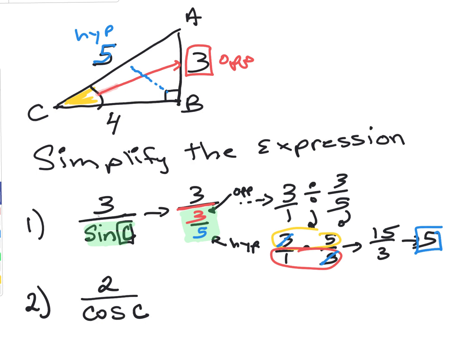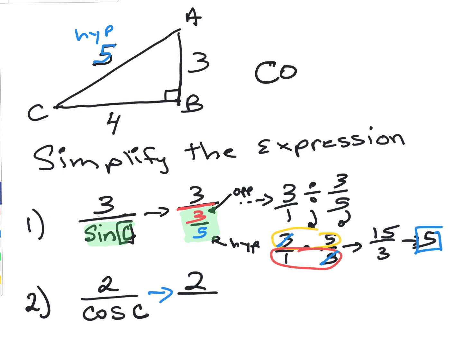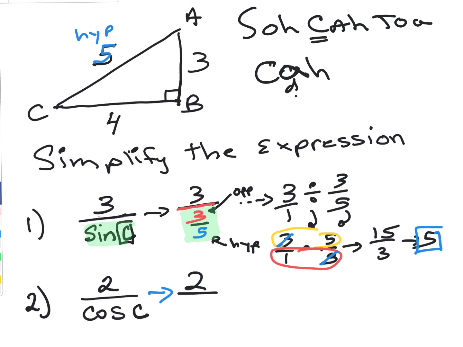So let's try the last problem. So if we have a 2 in the numerator, but we want cosine of C. So isn't cosine of C different this time? So let me erase. Isn't cosine, right? So it's SOH CAH TOA. So cosine is the adjacent side over the hypotenuse. So that means this fraction should be the adjacent side over the hypotenuse.